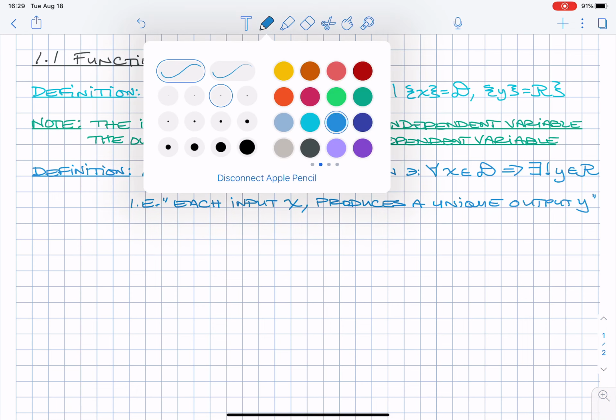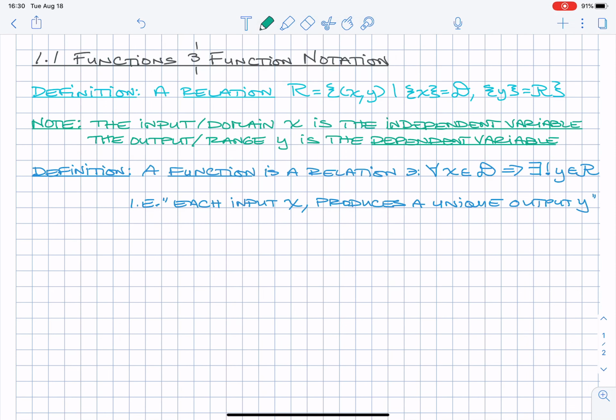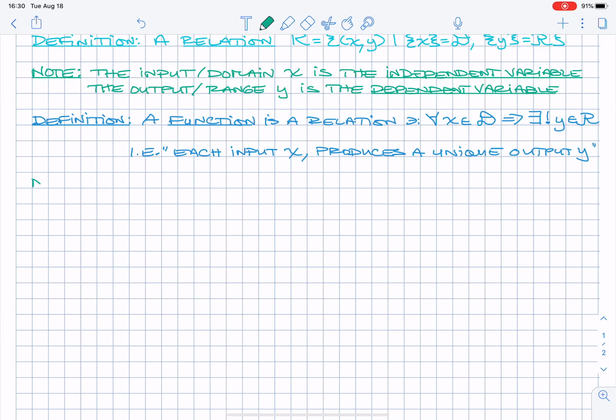Okay, so notation. I used this symbol: there exists, and then I put an exclamation point behind it. This is read aloud as "there exists a unique." So with that exclamation point, there exists a unique. That's what it means.